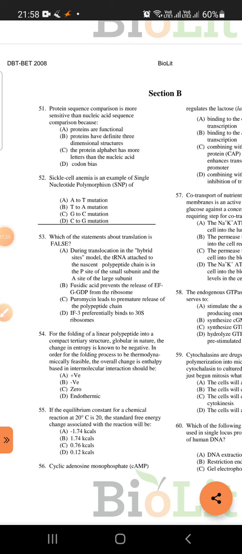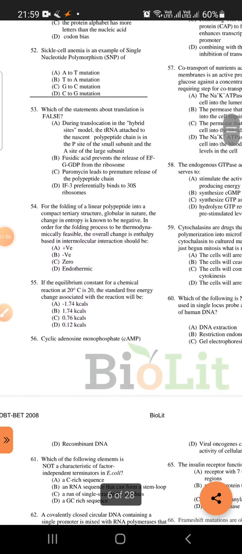So moving to the 52nd question, that is: sickle cell anemia is an example of SNP. SNP is single nucleotide polymorphism, that is, a difference at the level of a single nucleotide. The options are A to T mutation, T to A, G to C, or C to G. They are asking at the level of DNA, so it is A to T mutation, because GAG becomes GTG. You can also watch one of my videos where I have explained, in about 5 minutes, whether it is transition or transversion.